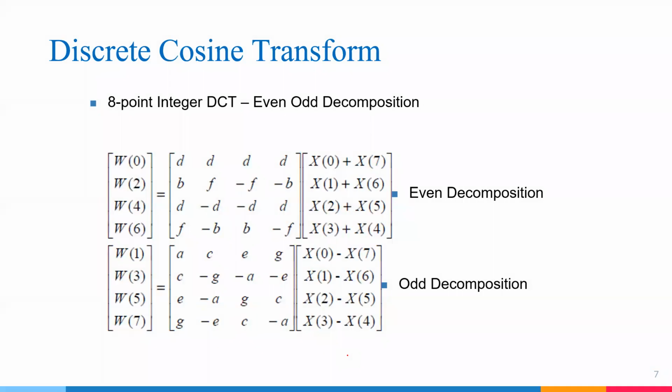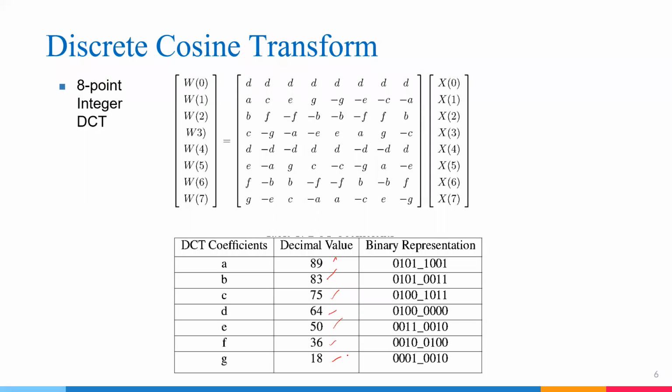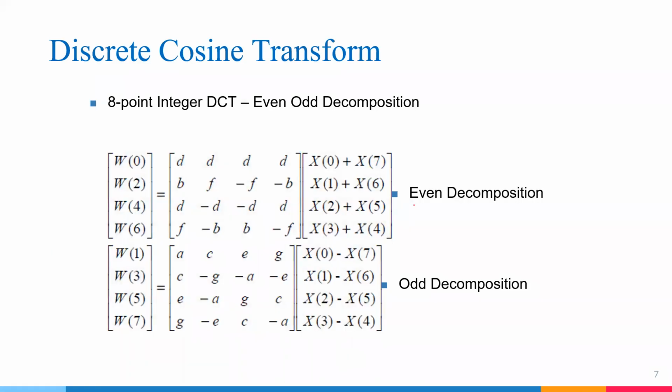Now we can substitute these values in this matrix, and we can also decompose it into two matrices: an even decomposition matrix and an odd decomposition matrix. In the even decomposition, only three terms are present: B, D, and F. In the odd decomposition, only the terms A, C, E, G are present. By doing it this way, I reduce the hardware complexity in the computation process.